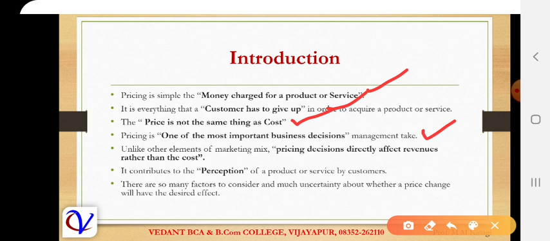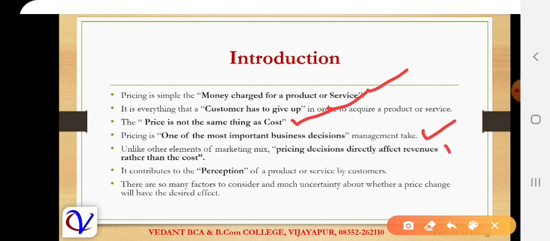For example, whatever goods you are going to sell, you need to fix a price for that. Similarly for services, we need to fix a price. For example, if you go to the barber shop, there are different prices for the different services. So this is how it works for services also. So one of the most important business decisions is based on the price.